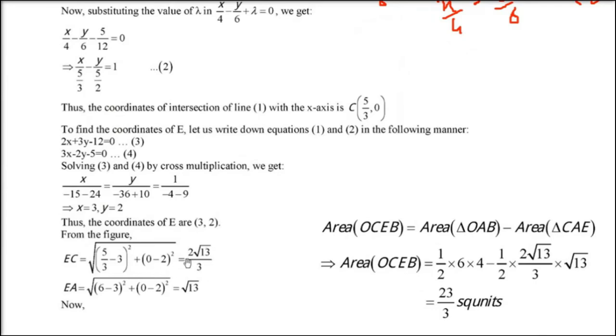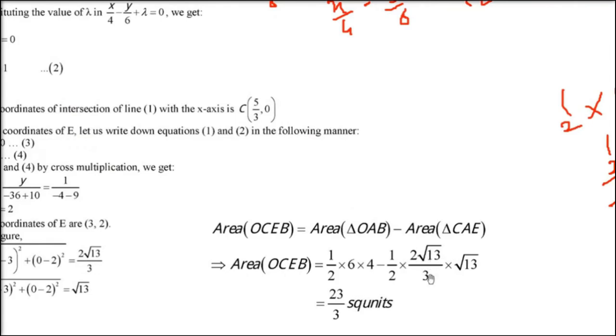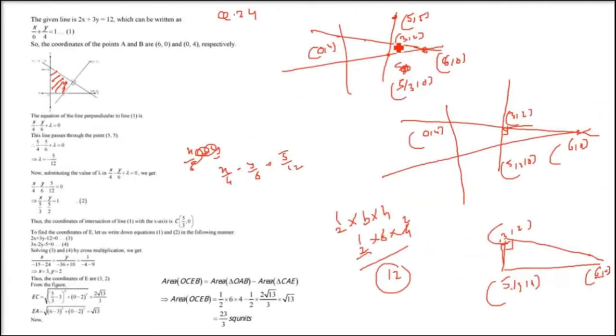So half into base into altitude again for the smaller triangle. So half into 2 root 13/3 into root 13. Half into 2 root 13/3 and root 13, 13, 13. That is, this is going to be 12. Okay. So let's take the whole area, which is 6 into 4/2, 12. And 12 minus this one, 2 gets cancelled, 13/3 actually. So 12 minus 13/3 is going to be 23/3. This is the area.